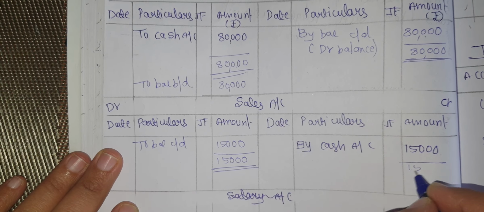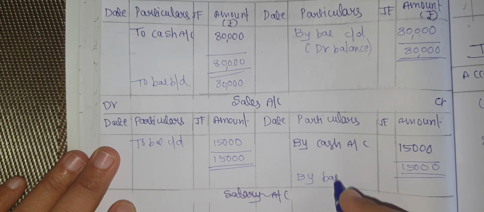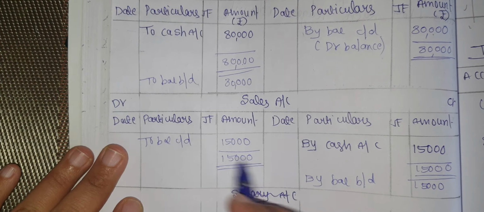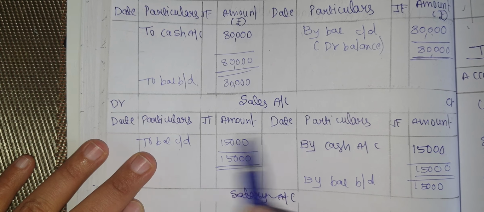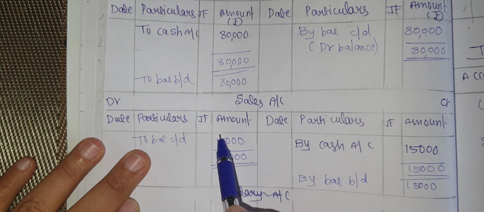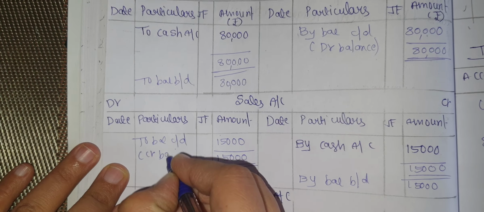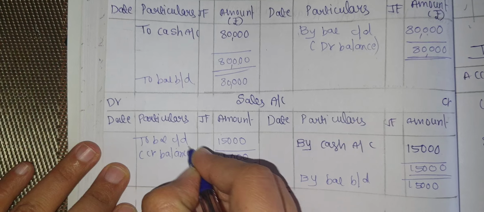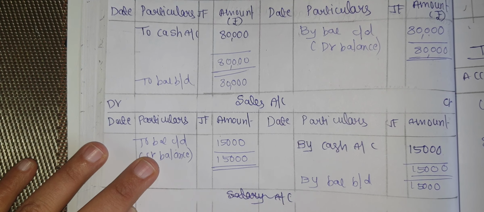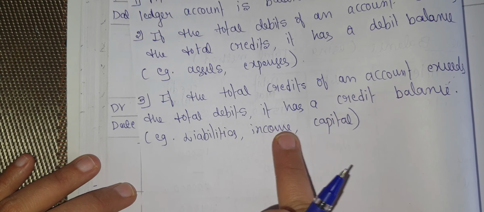15,000, by balance brought down, that is rupees 15,000. Okay, to balance carried on, if the credit balance is more than the debit balance, it means what? It has a credit balance. We need to consider it as a credit balance. And in this, liabilities will come, and see here, liabilities, income and capital.